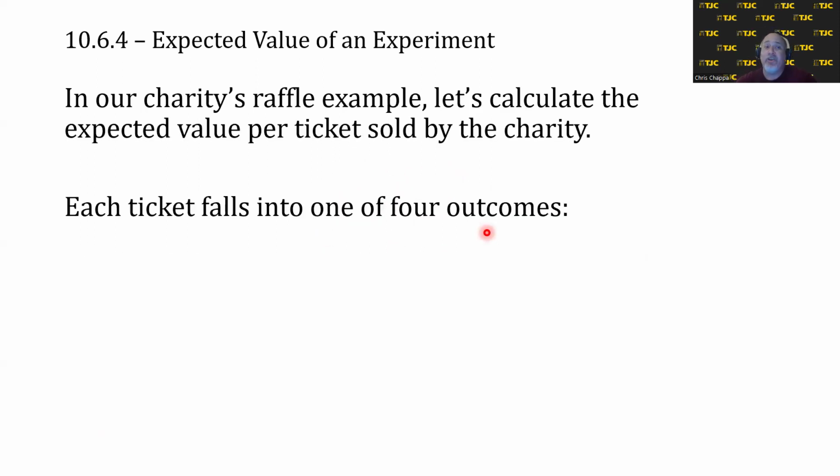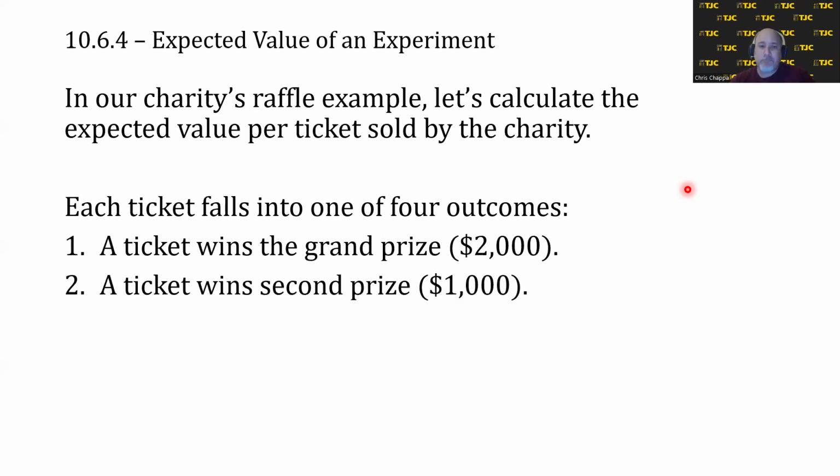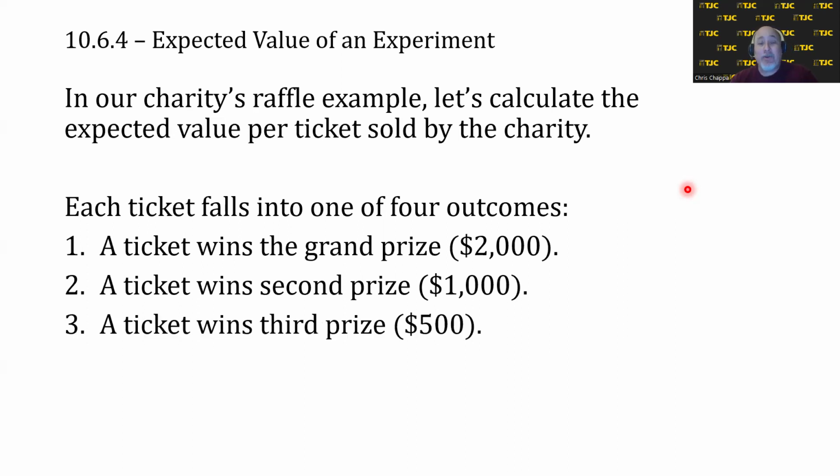Let's go back to the charity's raffle example. We're going to calculate the expected value per ticket sold by the charity. So I'm working the charity, I'm selling these tickets, and I'm wondering, on average, how much money are we making per ticket? Now, each of the tickets falls into one of four outcomes. Either a ticket wins the grand prize, which is $2,000, or a ticket wins second prize, which is $1,000, or a ticket wins third prize, which is $500, or, and most likely, a ticket wins nothing. You get $0.